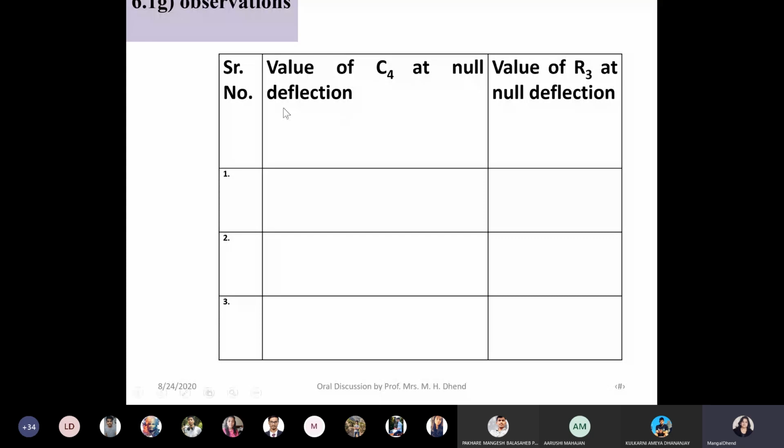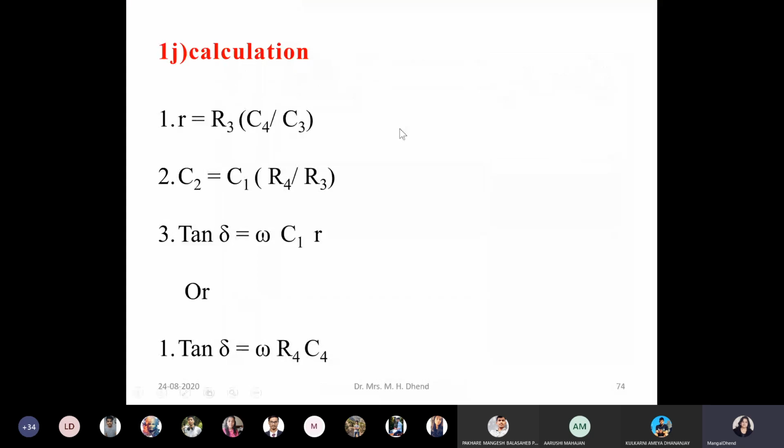Okay. So the value of C4 you will write down at null deflection. When you get zero deflection on your detector, what was the value of C3, R3 and C4? You put them in and then you can find out the resistance and capacitance. So R3 is equal to R3 into C4 upon C3. Find out C2 using this, and tan delta will be omega C1 R.